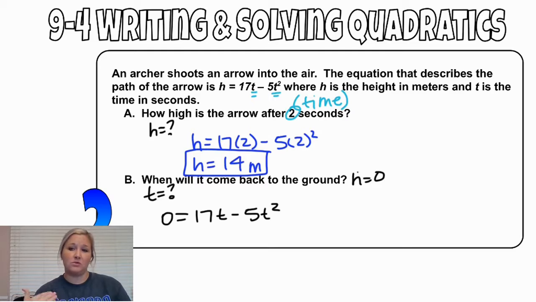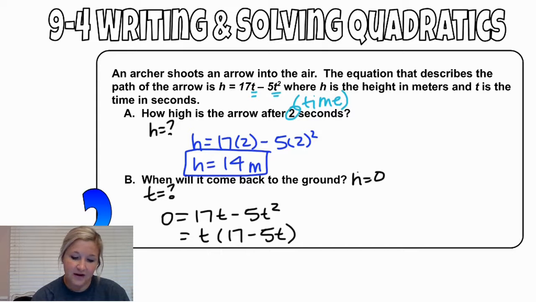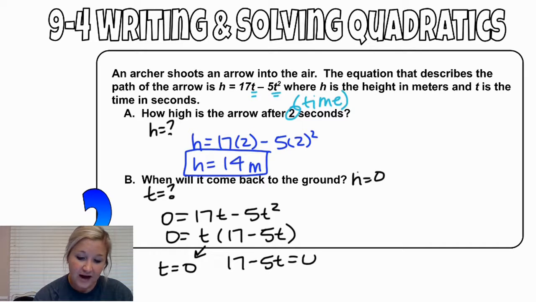Now, normally you don't like factoring. However, this works out really well for factoring because I can factor out a greatest common factor because I don't have a constant. I don't have this number out here like a c. So I can factor out a t. So this looks like this: t times (17 minus 5t) is equal to 0. Now I have my two factors that are equal to 0. That means either t is equal to 0, that's one of my factors, or 17 minus 5t is equal to 0, that is my second factor.